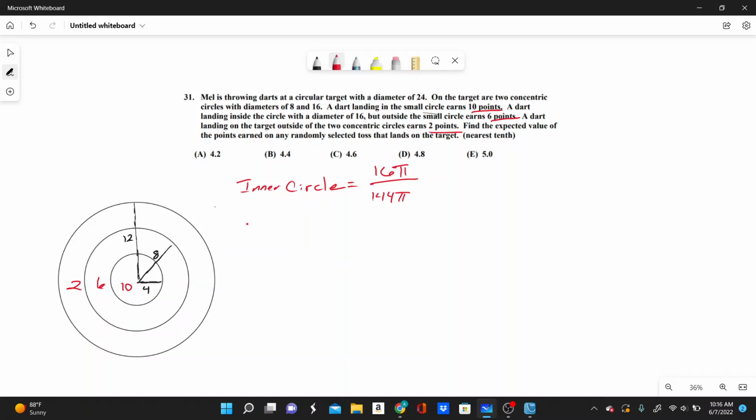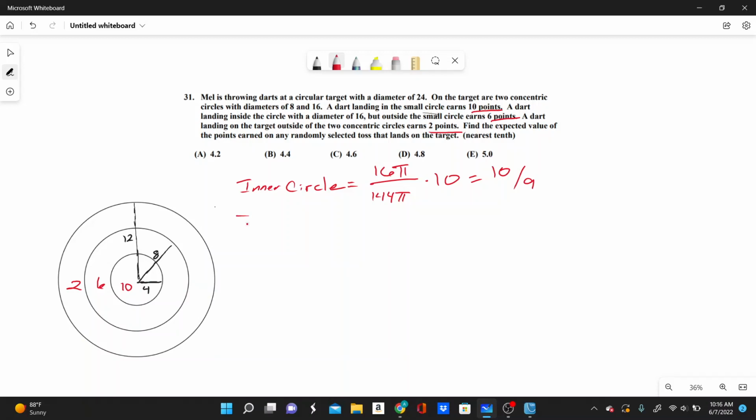And then, to find the expected value for the inner circle, you just multiply by the point value, in this case 10. So what does this come out to? The pi's will cancel. 16 over 144 is 1/9. Multiply by 10, that is 10/9.